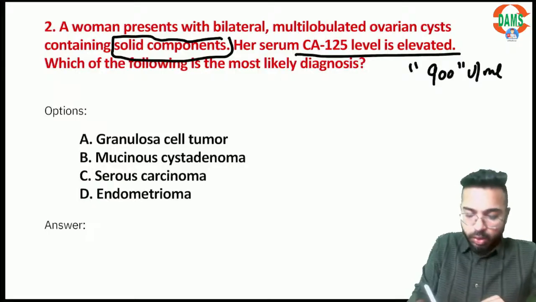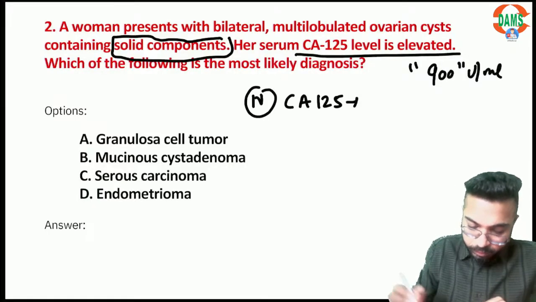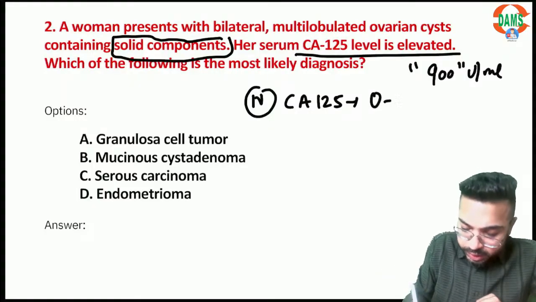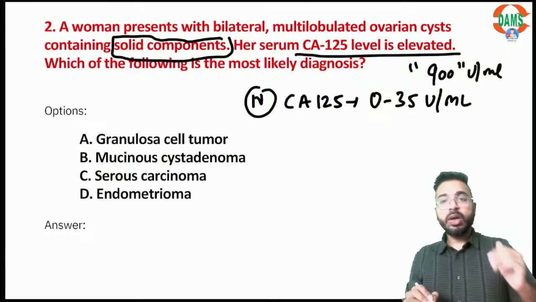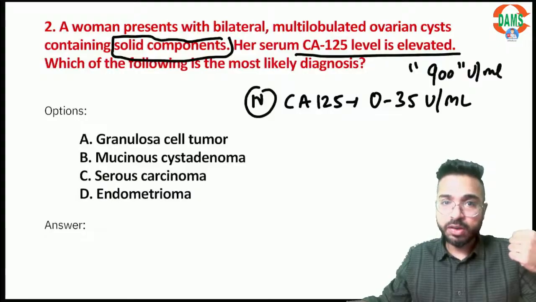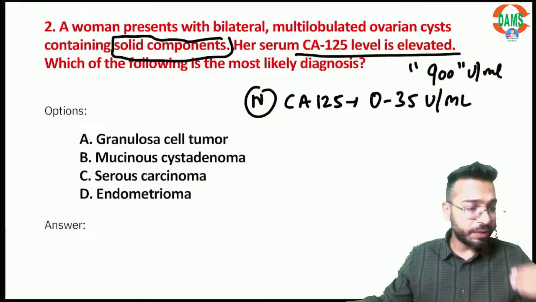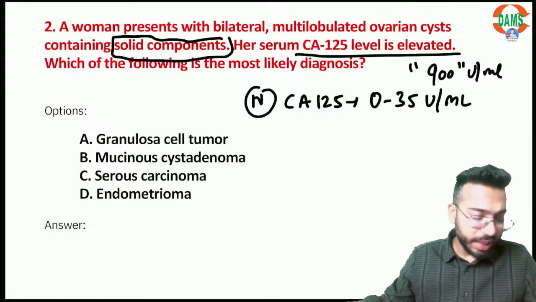Can you tell me what is the normal CA-125, guys? Normal CA-125 is 0 to 35 units per ml. And here they wrote 900. That means it is highly raised. So malignant because of solid components, and CA-125 900 is highly raised. Which of the following is the most likely diagnosis?